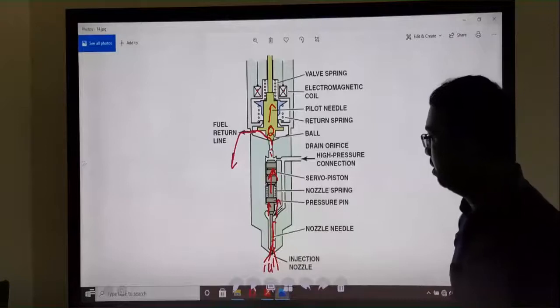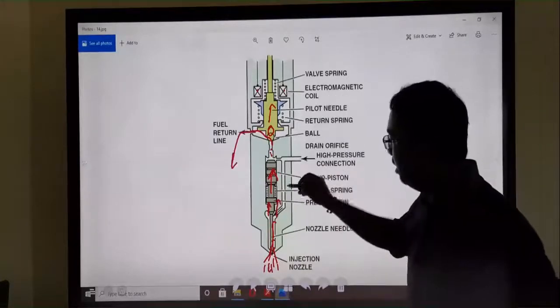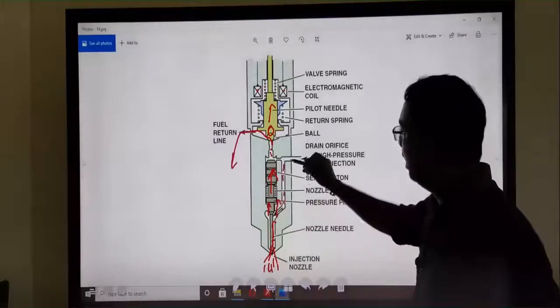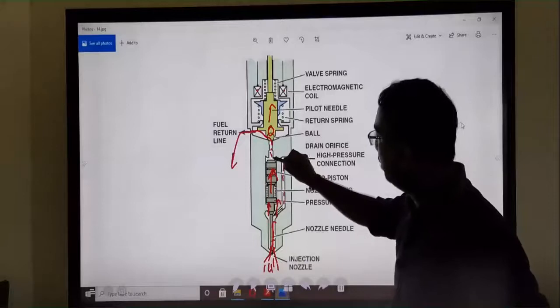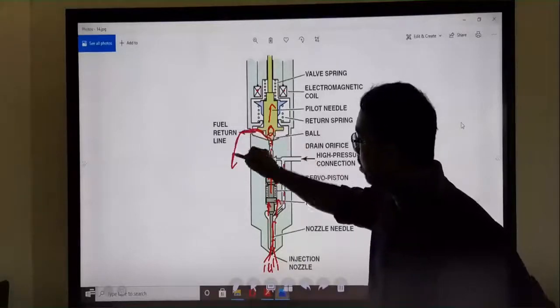small space. Okay. So at the same time, when this is energized, the fuel filled in this area sprays like this. So the extra fuel which was filled before here goes through this line and goes to the fuel tank.